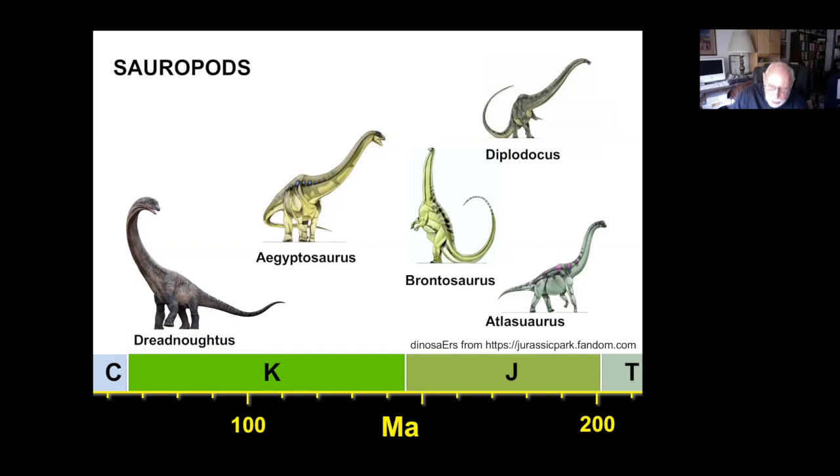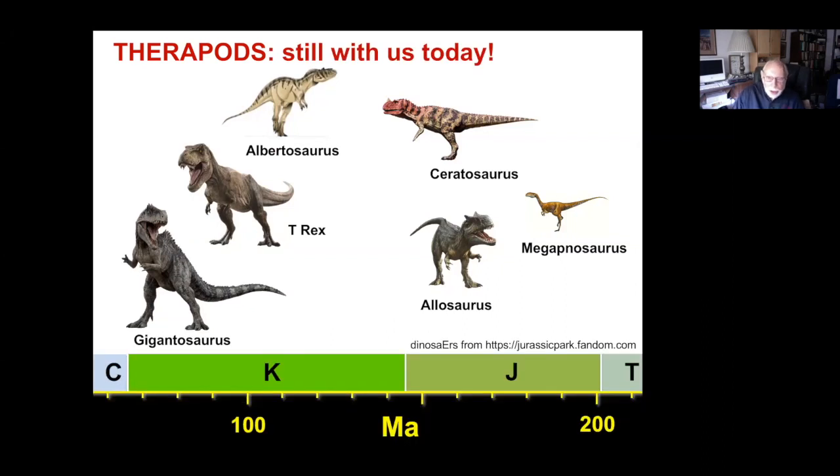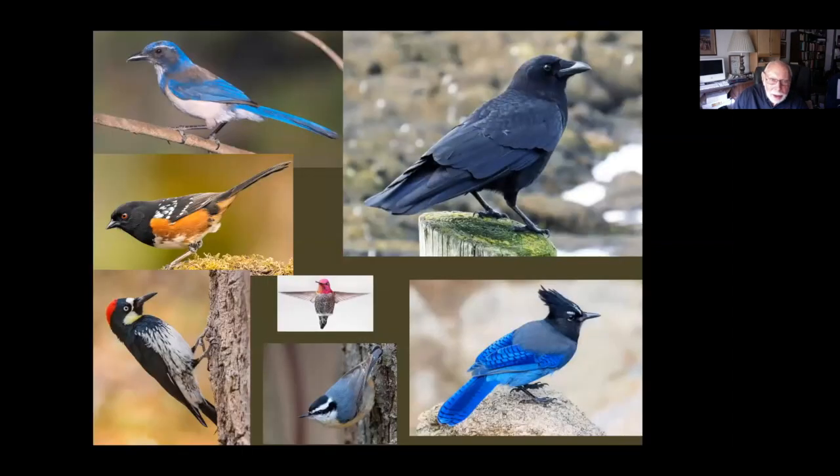And the same is true for the theropods. They do increase in size toward the end of the Cretaceous, but basically the body plan remains pretty much unchanged over that entire period of time. And it's the theropods I want to focus on for the talk, in part because they're still with us today. And you don't have to look very far out the window to see them.